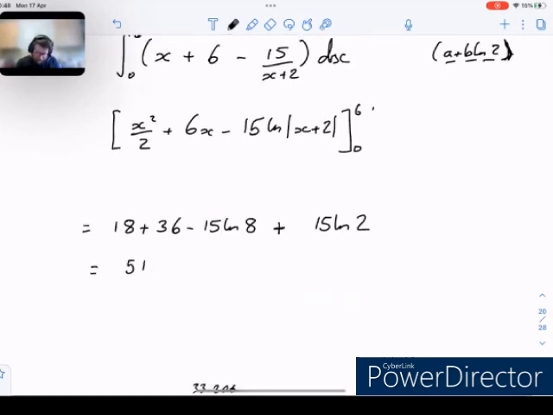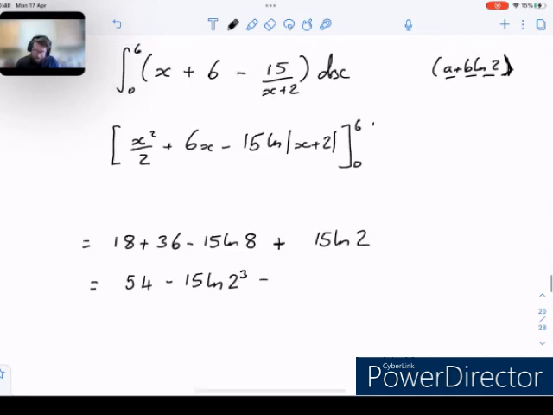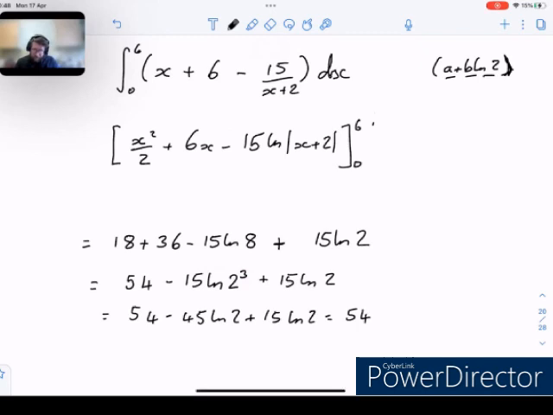54. We want both logs to be in terms of log 2, so we can rewrite this as log of 2 cubed. So this becomes 54 minus, the cubed will just come in front and multiply. So we get minus 45 log 2 plus 15 log 2. And that gives us a final answer of 54 minus 30 log 2.